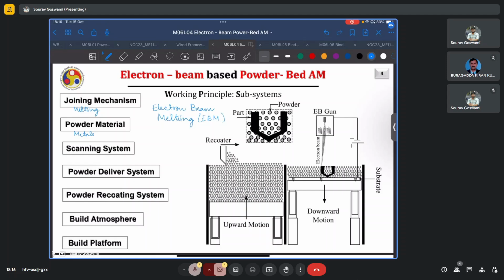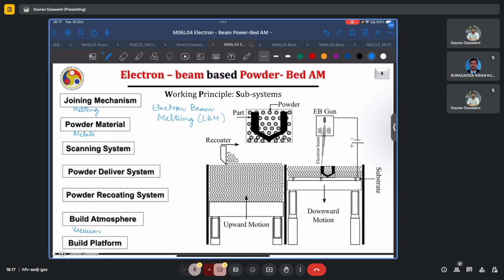The build atmosphere will consist of a vacuum, and just to recall why this is a vacuum and not, say, any inert gas purged environment, is because electrons are very light particles, one of the lightest particles known to us, and they transfer the energy necessary for melting of the powders by virtue of attaining high speeds and then colliding with the surface, thereby transmitting their kinetic energy, which leads to the rise in temperature.